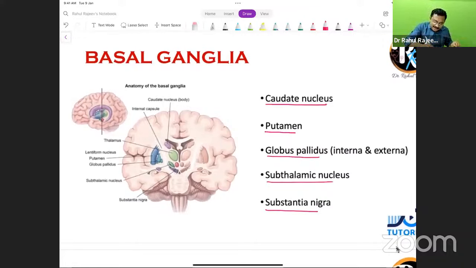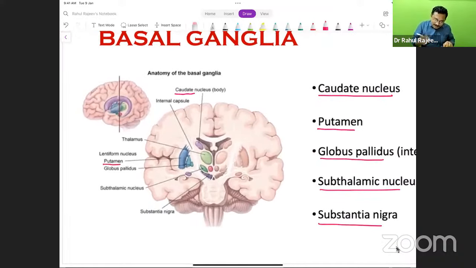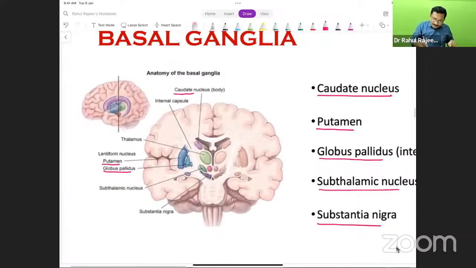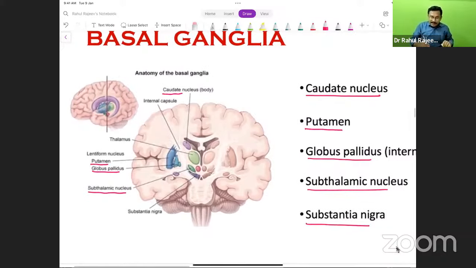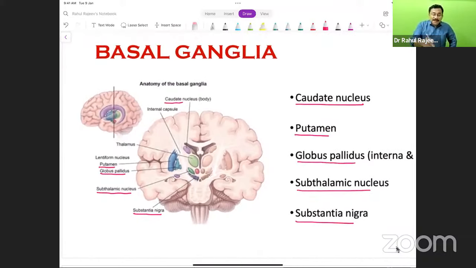One, caudate nucleus. Two, you have got the putamen. Globus pallidus, which has a globus pallidus interna and a globus pallidus externa. You've got the subthalamic nucleus, below the thalamus. And in the midbrain, you've got substantia nigra. So these are the structures of the basal ganglia.